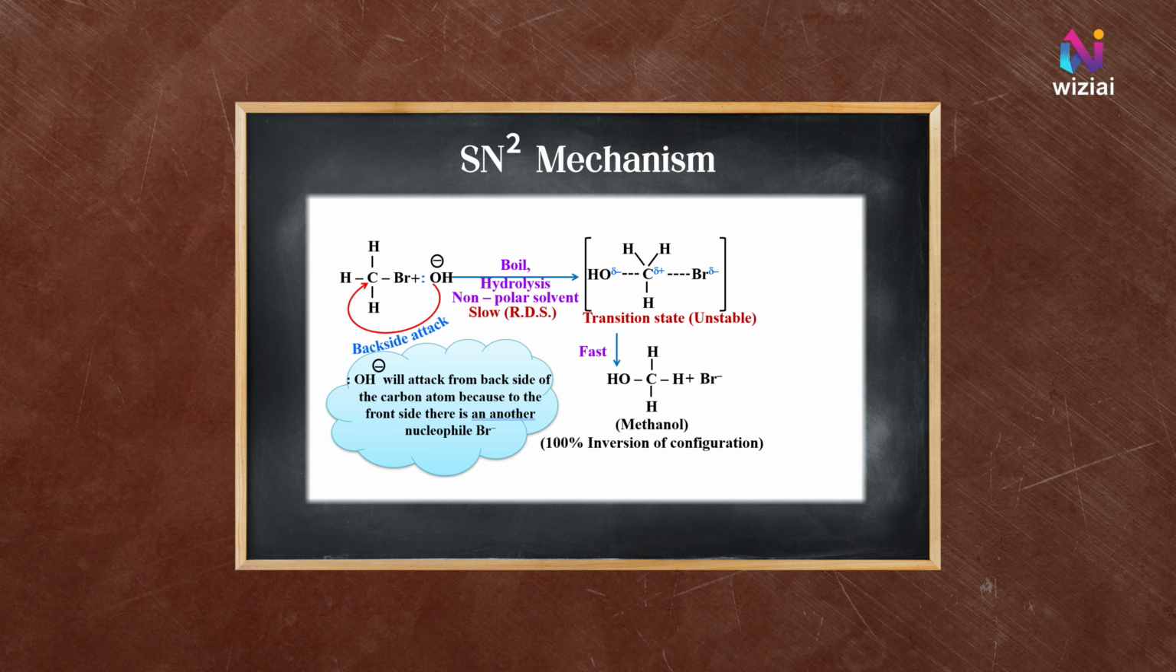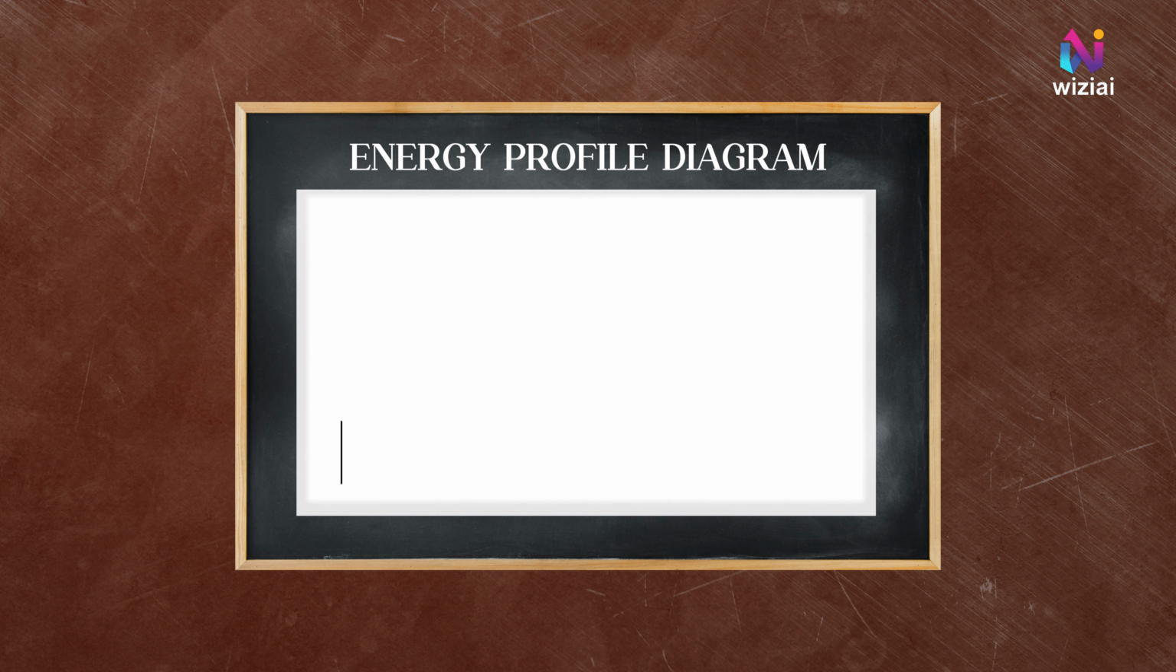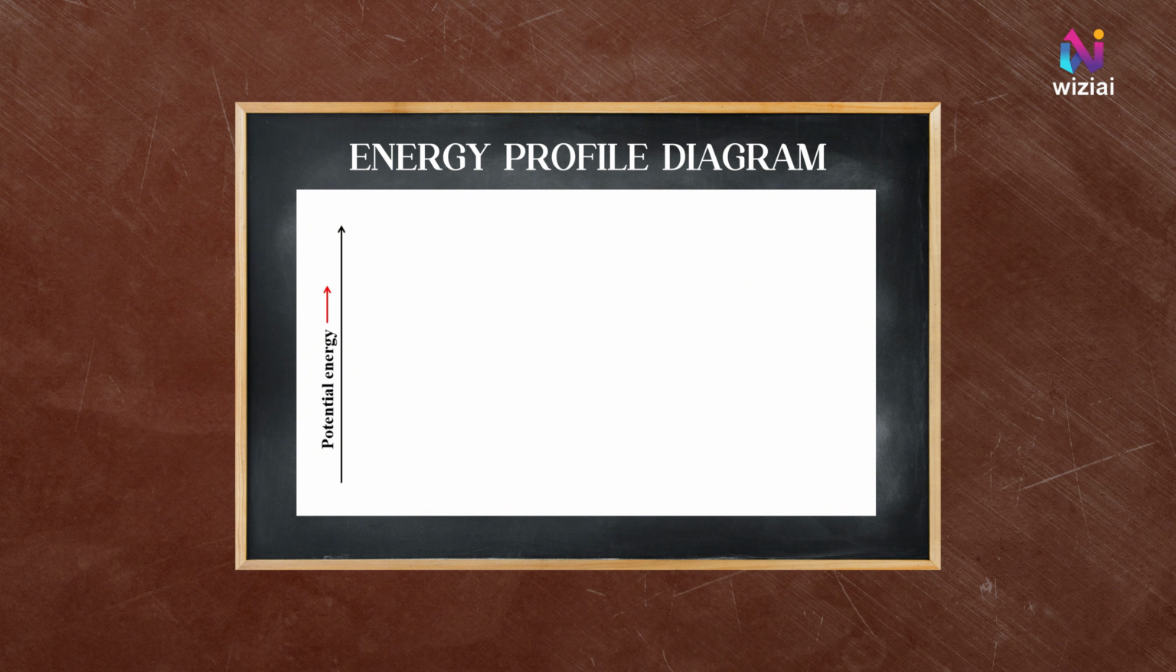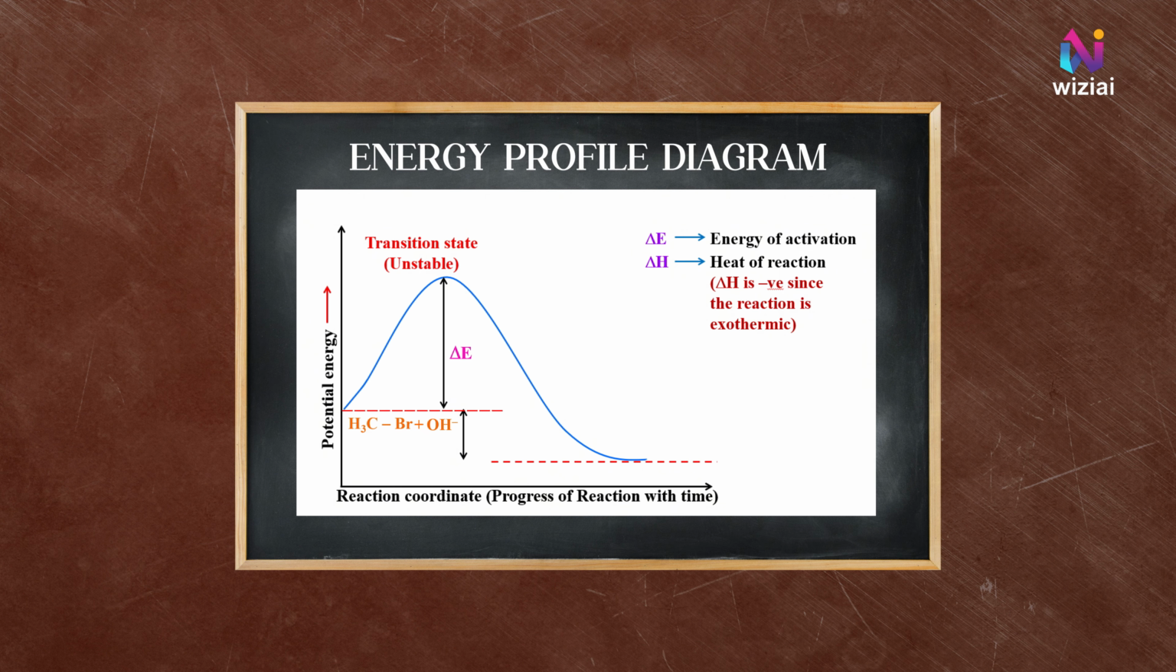To visualize the process better, we look at the energy profile diagram of the reaction. On the y-axis, we have potential energy, while the x-axis shows the progress of the reaction. The reactants, methyl bromide and hydroxide ion, must cross an energy barrier to reach the transition state. This energy barrier is called the activation energy.